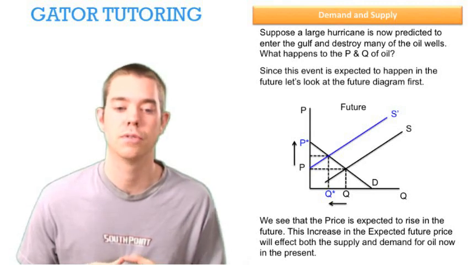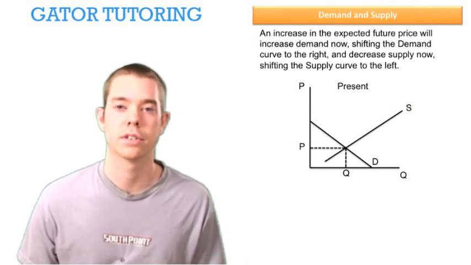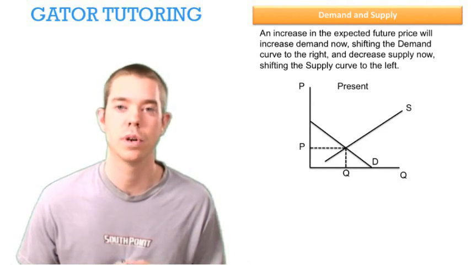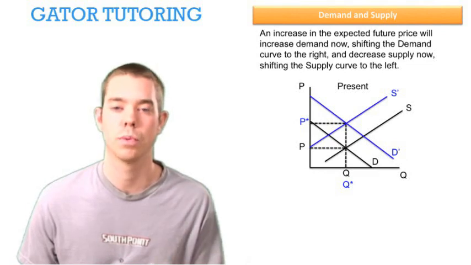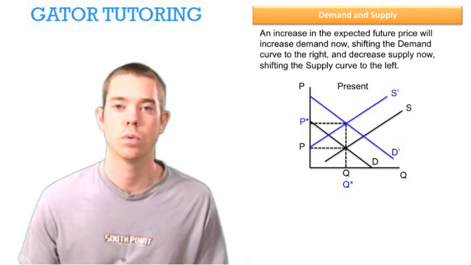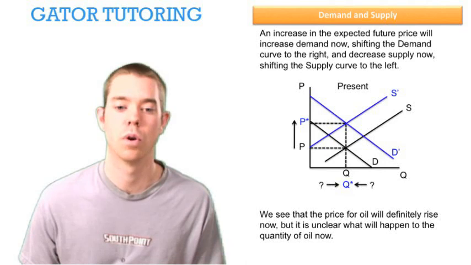Well, we see that the price is expected to rise in the future. This increase in the expected future price will affect both supply and demand for oil now, in the present. So now let's take a look at this present graph. And remember that an increase in the expected future price will increase demand now, shifting the demand curve to the right, and decrease supply now, shifting the supply curve to the left. So we can draw those two shifts. Again, we want to draw those shifts equal. We see that the price of oil will definitely rise now, but it is unclear what will happen to the quantity of oil. So we can just say that the quantity change is ambiguous now.